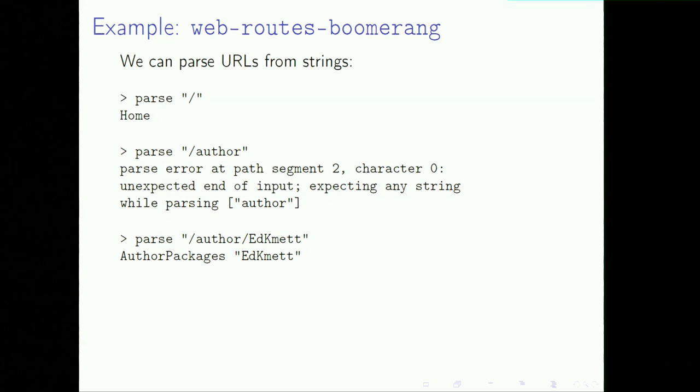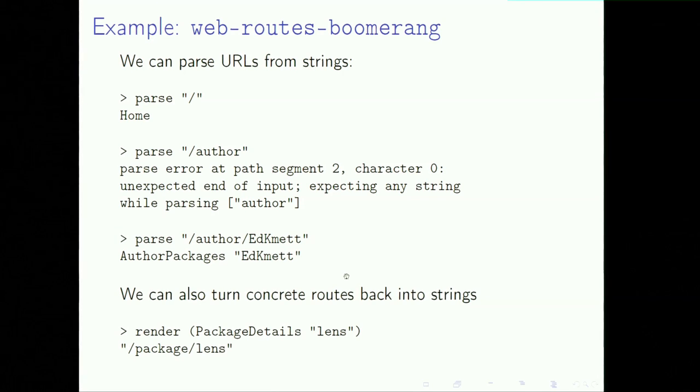So if I was rendering the list of packages for Ed, I'd probably want to link to at least the lens library. So I can do this in the opposite direction by constructing one of those elements of the hackage sitemap data type. And then I use the render function, which is going to render that out as a string. And now we've got the properties that these strings can indeed be parsed back into routes.